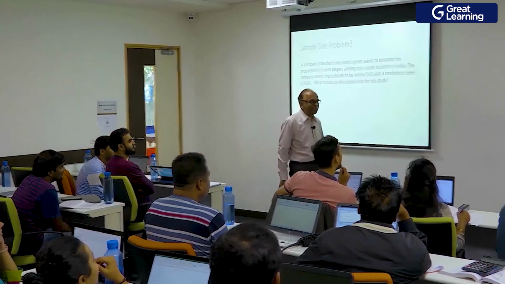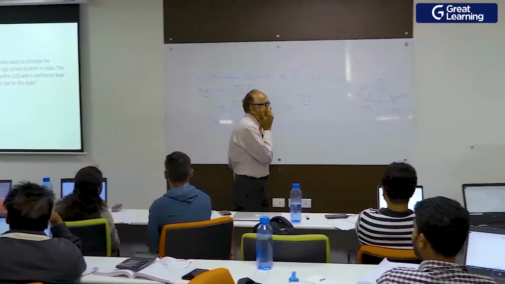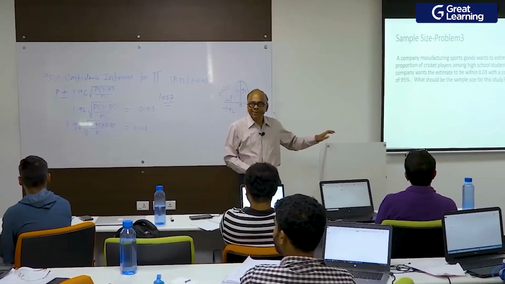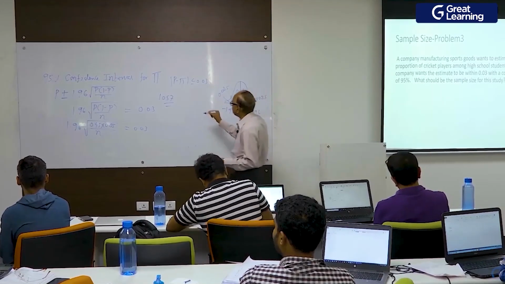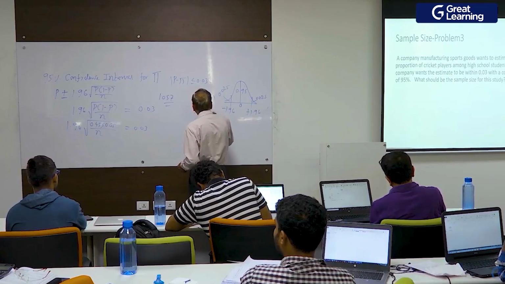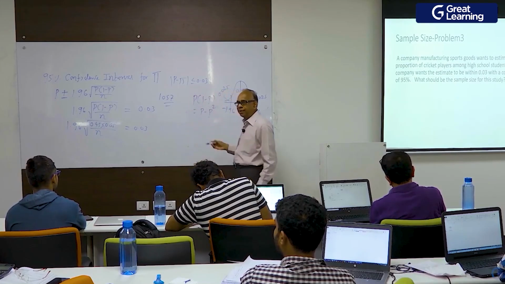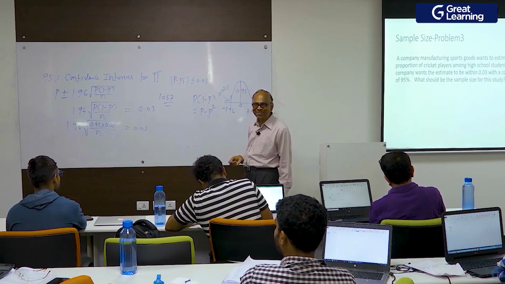P into 1 minus P is maximum when P is equal to 0.5. Am I right or wrong? Suppose I have the expression P into 1 minus P. It will be P minus P squared. You can either draw a graph or differentiate. 1 minus 2P is equal to 0, P is equal to half.